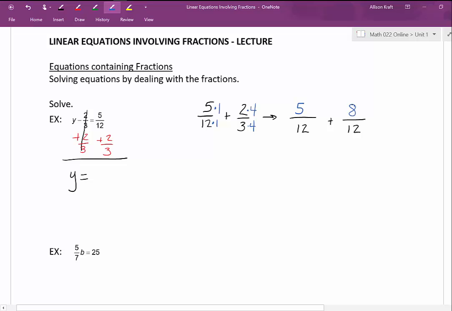Now that I have two fractions with a common denominator, I can go ahead and add my numerators together and put it over my common denominator. 5 plus 8 is 13 over 12. We always want to try to simplify our fraction. Simplifying the fraction does not mean converting it to a mixed number. We do not want to write mixed numbers in algebra. Only if we had an application problem would that be appropriate. There's not a common factor in the numerator and denominator. This does not simplify. We have a final answer of y is equal to 13/12.